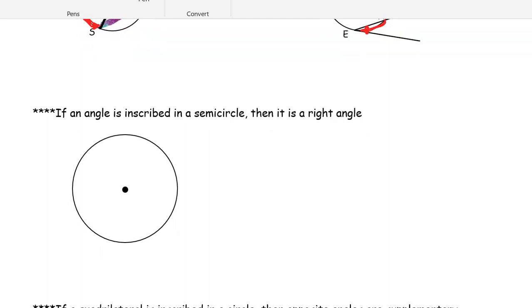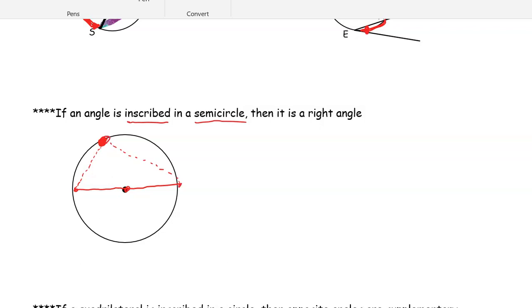This one, if an angle is inscribed in a semicircle, so understand what semicircle means. That means we have something drawn right through the radius. An inscribed angle means our point is always on the circle. So you can put your point anywhere on this entire circle. I'm going to put it right here. And then the way we get an inscribed angle is we take this and we're going to go to this end of the semicircle, this end of the semicircle.